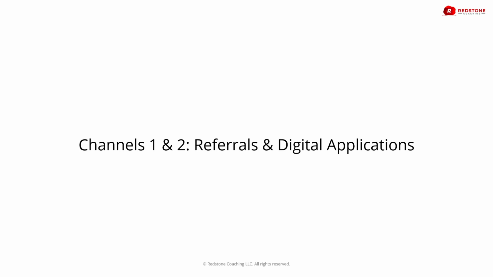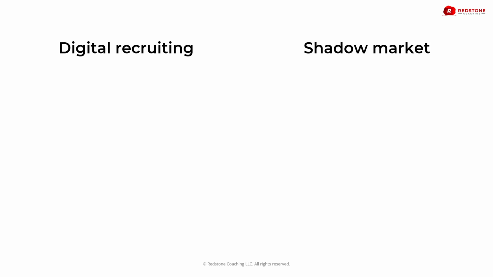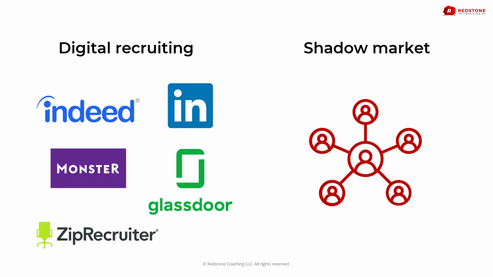So now let's talk about channels 1 and 2, which are networking, referrals, and digital applications. So you can think of these 2 as there's digital recruiting, and then there's what's called the shadow market. And the shadow market is networking. Digital recruiting is what most people think of when they think about getting a new job or pursuing a new opportunity at a company or some other industry, etc. They immediately go to online job boards like Indeed, LinkedIn, Glassdoor, Monster, ZipRecruiter, or even more niche job boards. And there's thousands of job boards where you can find positions.